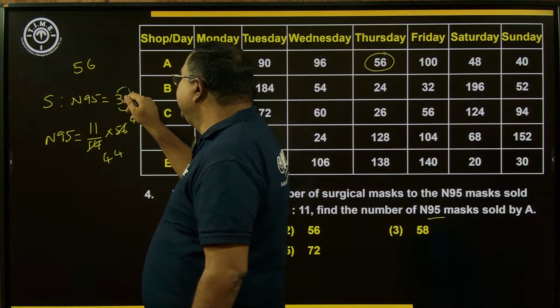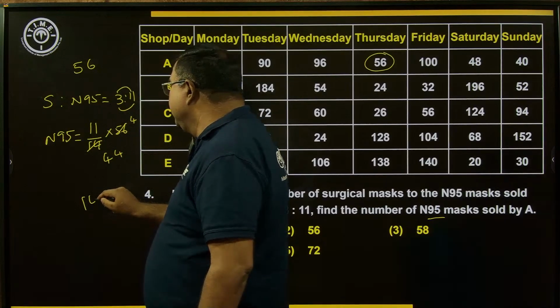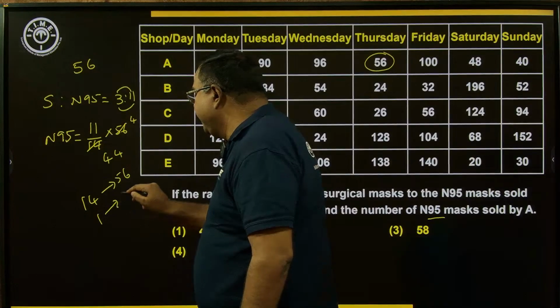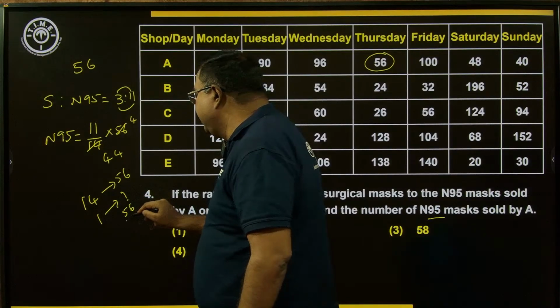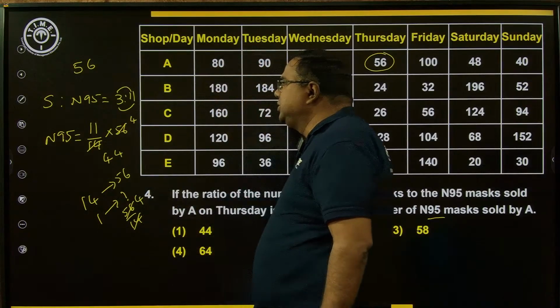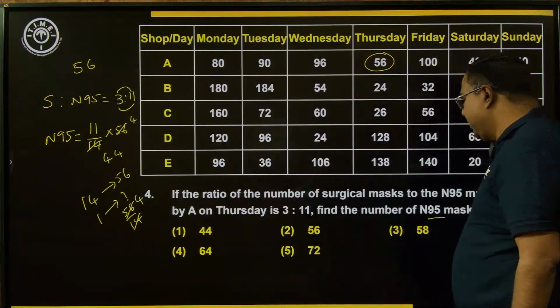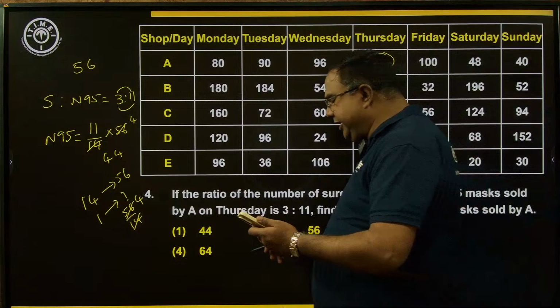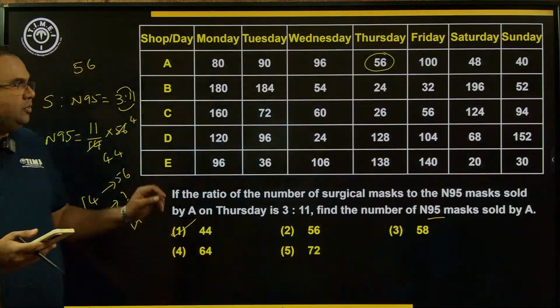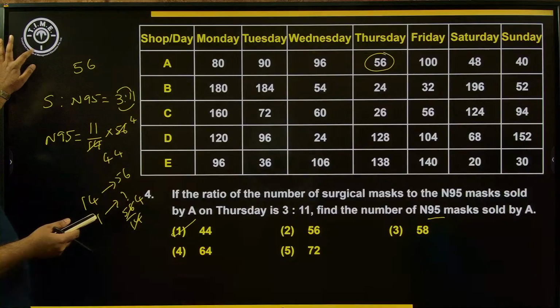Or you can also do it like this. Total 14 parts, 56. Find out each part's value. One part will be 56 by 14, which is 4. So 11 parts, 11 into 4, has to be 44. 44 is present in choice 1. Right? Next one.